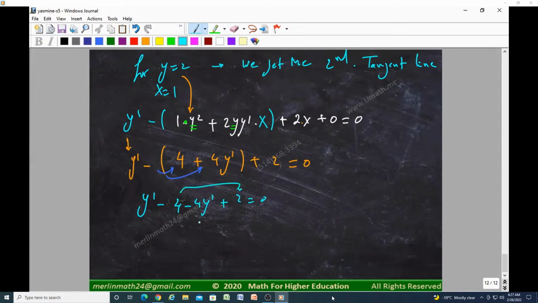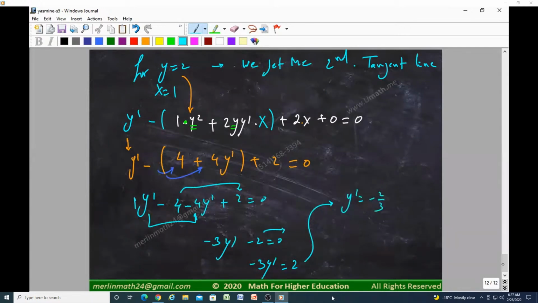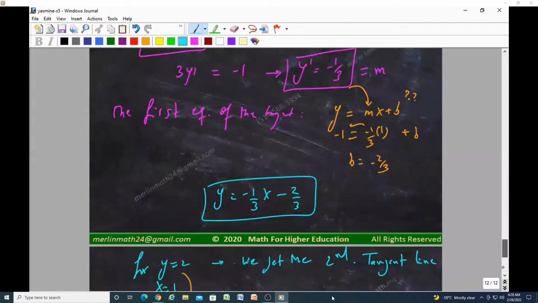Numbers can be calculated. So this 1 minus 4 you get, and minus 4 plus 2 is minus 2. So you can kick this. If you want to move faster, it's up to you. There are students who can right away from here put the answer. I mean, there's no question about it. So y prime is minus 2/3. In the first, we got a different value, minus 1/3.